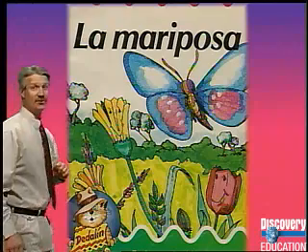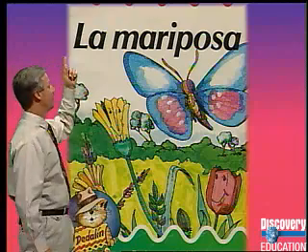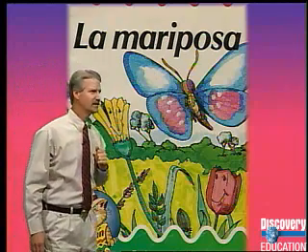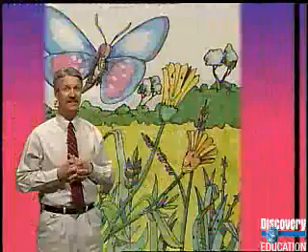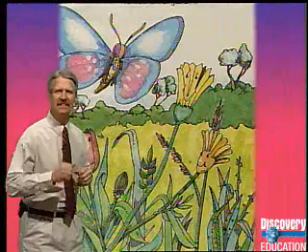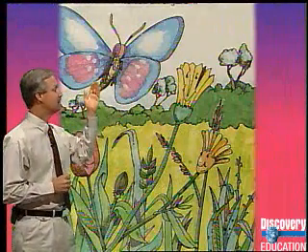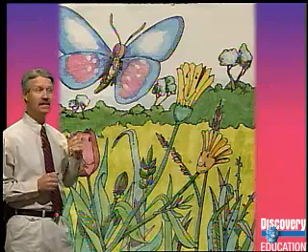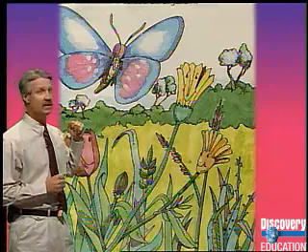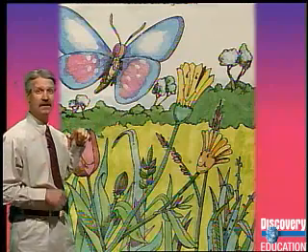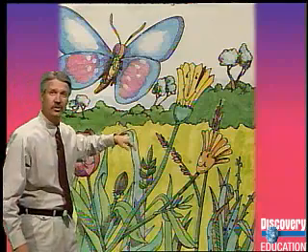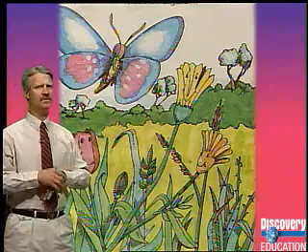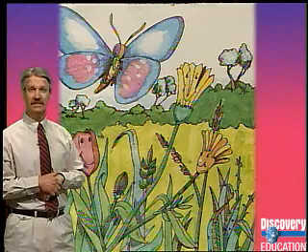And today's story is called La Mariposa. La Mariposa. Now look at this picture here. Can you guess what it is? Let's see. La linda mariposa volaba en el jardín. So here's the mariposa. Volaba, it was flying around en el jardín. Where is it flying? In the garden. What do we find in the garden? Let's see.